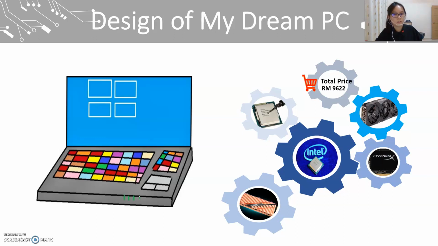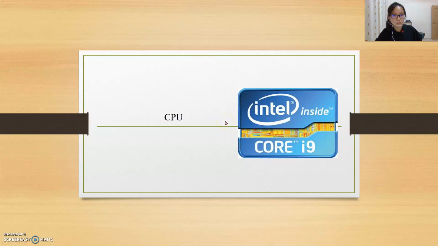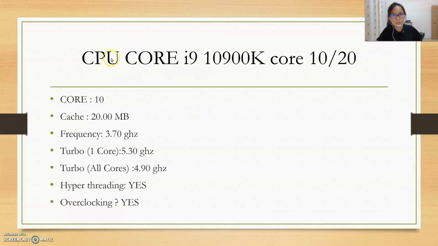And all of this, the total price is 9,622 ringgit. So let us go through the first specification that we use, which is the CPU. The type of CPU that we use is the Intel Core i9 10900K.